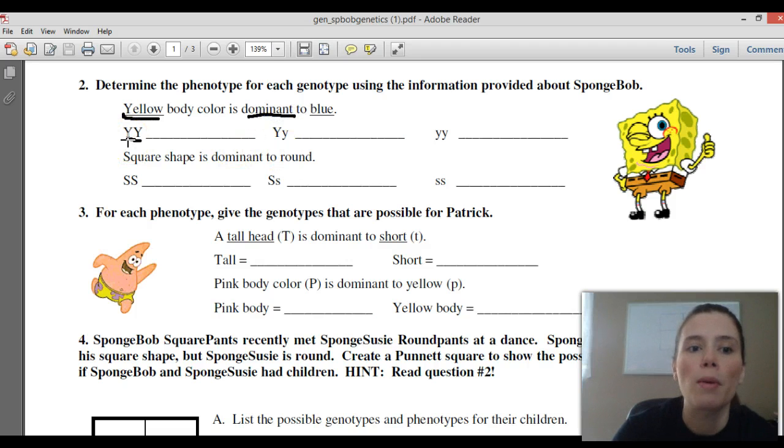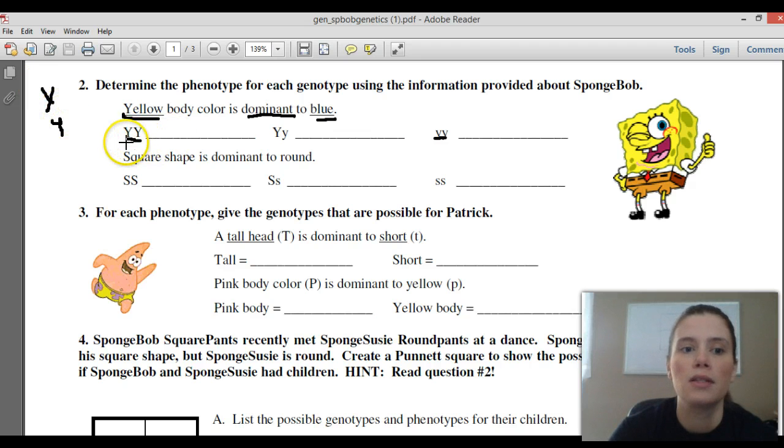And remember, capital letters represent the dominant trait or the dominant allele. And so that leaves blue to be these lowercase y's or a lowercase y. Big Y for yellow, little y for blue. So big Y is going to be seen as a yellow body color. While big Y, little y is going to still be yellow because this big Y is going to dominate over this little y, and all you're going to see is yellow body color.